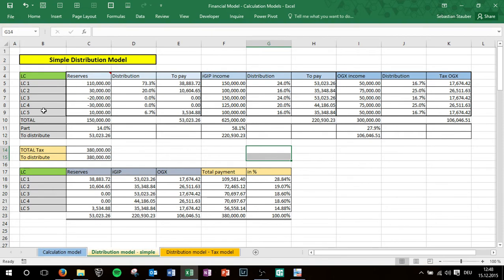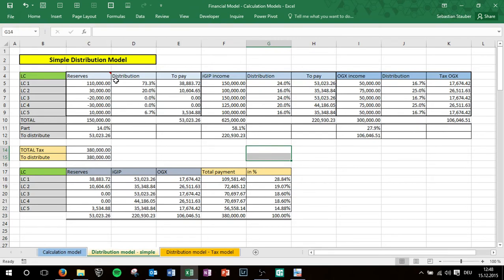We have five LCs here, for example, and some LCs are quite rich. So reserves, and here is the equity, including the profit or loss of the past term. So this model needs to be calculated after the term, when you know the profit of the last term or last financial year, depending on your term and financial year.